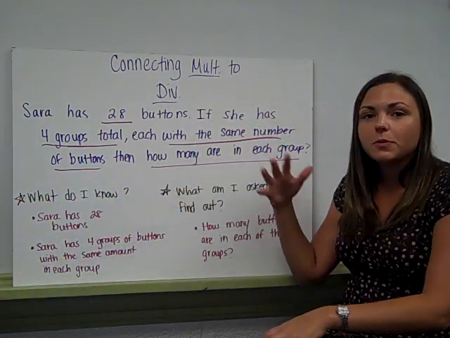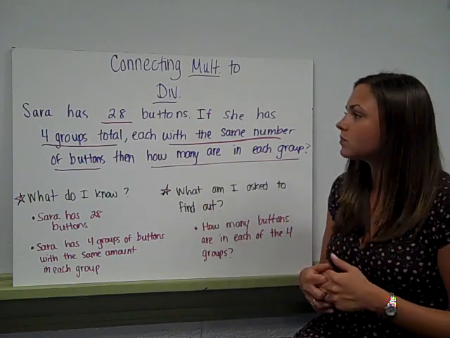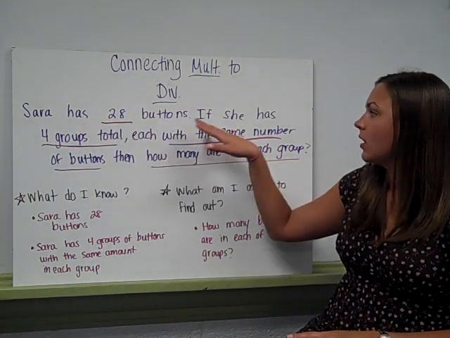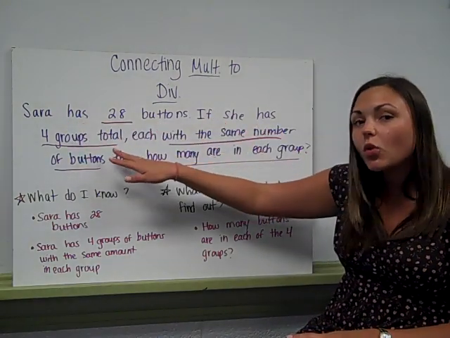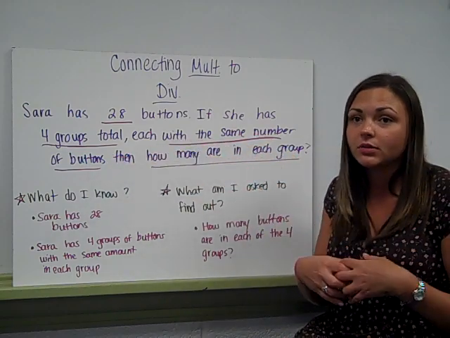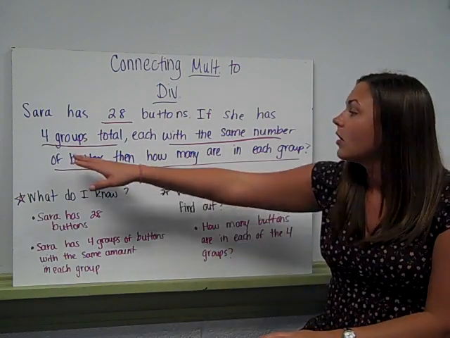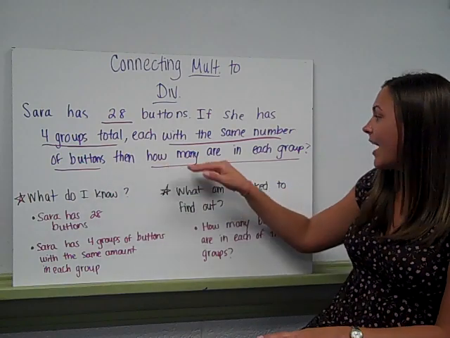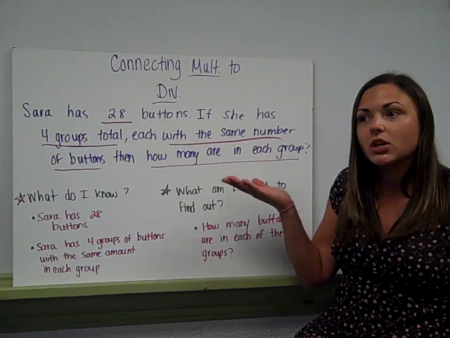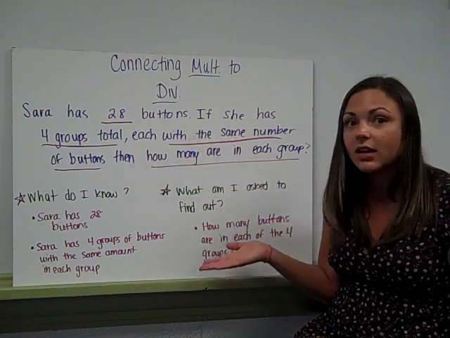If we're connecting multiplication to division, I came up with a little problem to illustrate the connection. And that problem is Sarah has 28 buttons. If she has 4 groups total, each with the same number, that means each group has the same number, not 5 and 6 and 12, but all have the same amount in each group. If each has the same number of buttons, then how many are in each group? Now, I can solve this with both multiplication and division. That's why I showed this as a perfect problem to show how they're related, how they're connected.